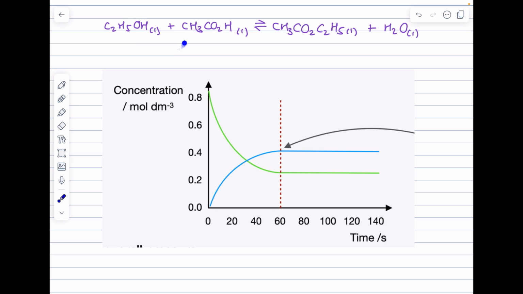Now at the beginning of the reaction, clearly you'll have the highest concentration of the reactants, both the ethanol and the ethanoic acid. So their concentrations up here will be high. The concentration of the products will be low because the reaction hasn't started yet. Then as the reaction takes place, reactants react, therefore their concentration decreases, and as their concentration decreases, the concentration of products increases, and then you'll reach a point whereby the concentration of reactants and products remains constant.